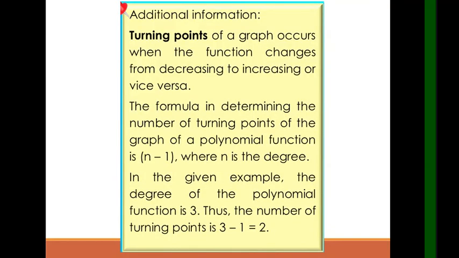Additional information: turning points of a graph occur when the function changes from decreasing to increasing or vice versa. The formula in determining the number of turning points of the graph of a polynomial function is n minus 1, where n is the degree. In the given example, the degree of the polynomial function is 3. Thus, the number of turning points is 3 minus 1, which is equal to 2.